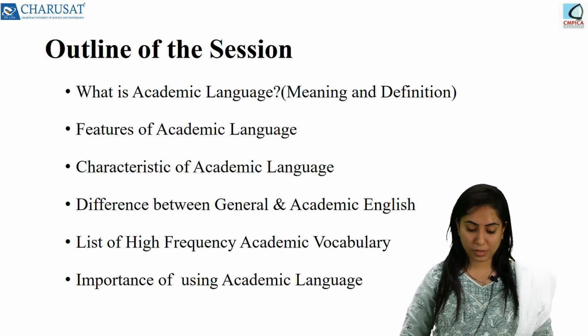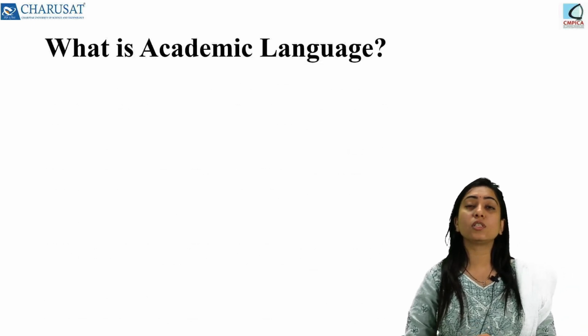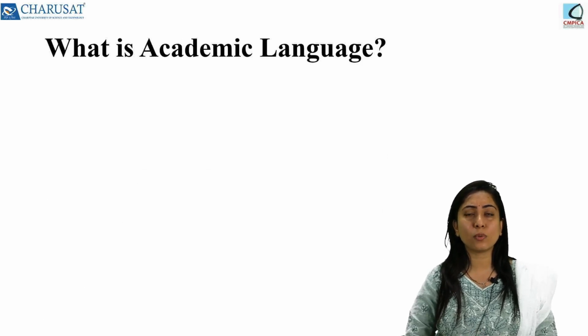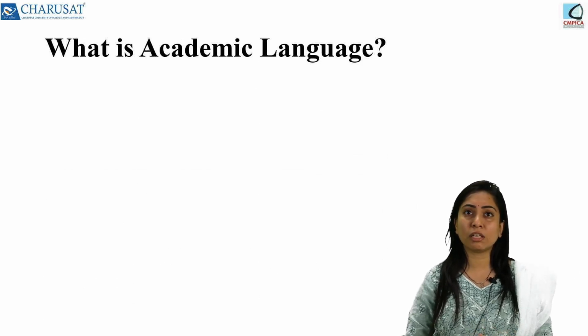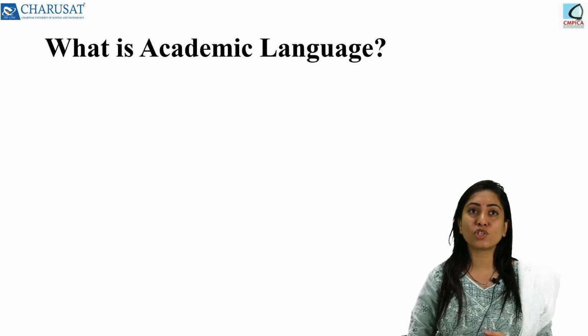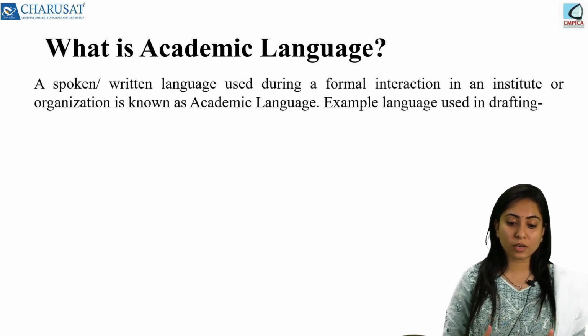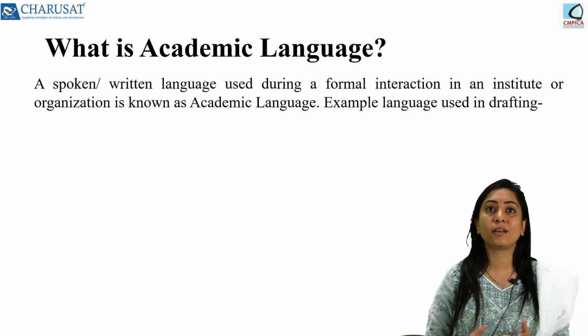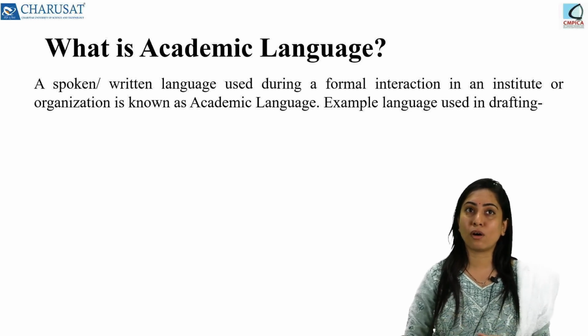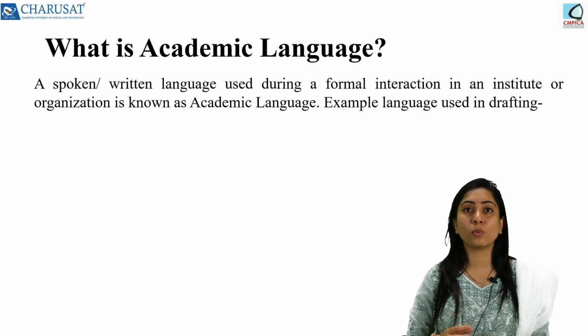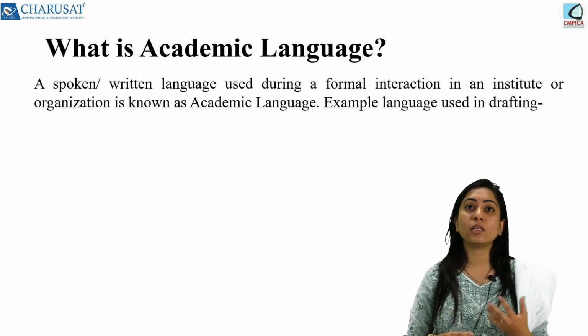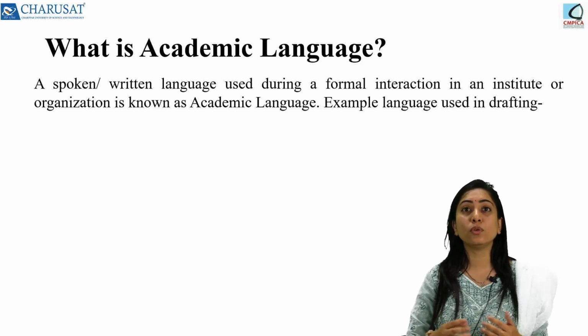So let's start with the first question. What do we understand of the term academic language? Is it a different language altogether, like Hindi, Gujarati, Spanish, French? No, it is not, right? It is a language spoken or written during a formal interaction in an institute or an organization. Any language that is used for a formal interaction professionally at an organization or an institute level to communicate your ideas is basically the academic language.